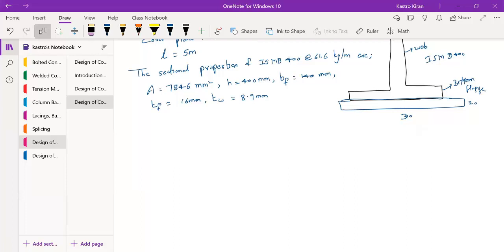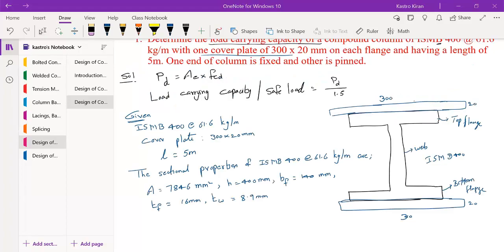That is, you need to open page number 45. So let's quickly check down. Remember here, the end condition is given as one end of column is fixed and the other is pinned. So let's look for this condition. So quickly, let's open the code book.